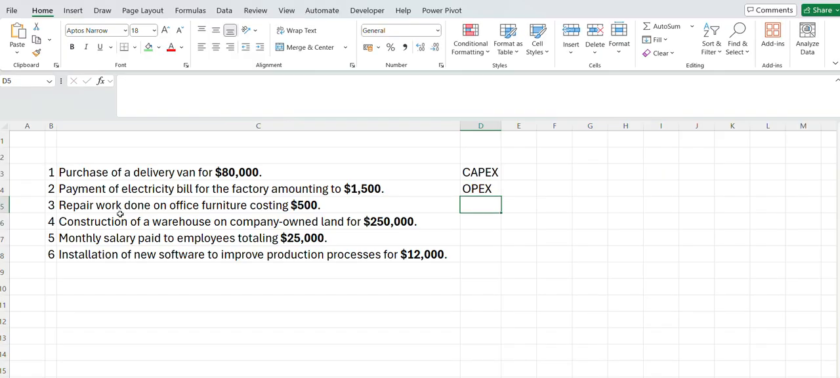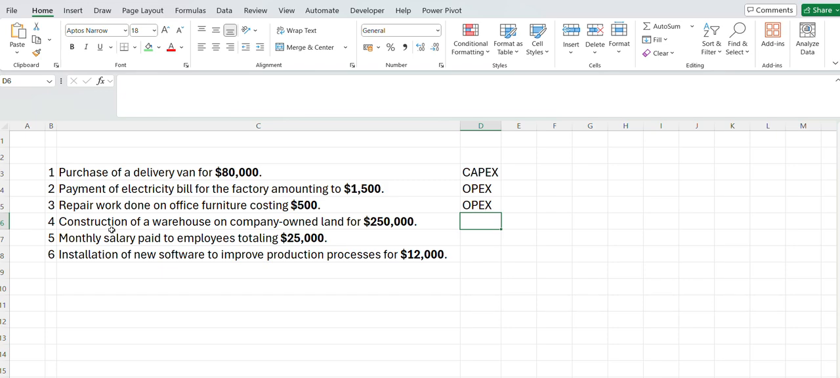And then repair work done on office furniture costing 500. So this again is what? Operating expenditure, that is for the day-to-day expenses of the organization.